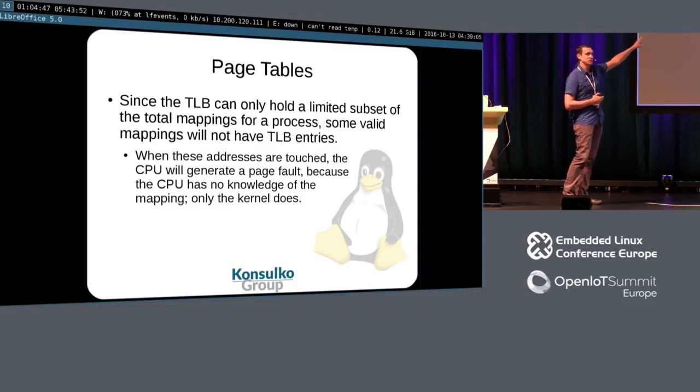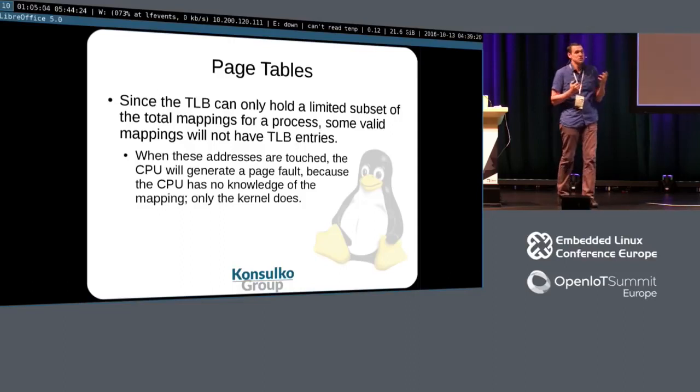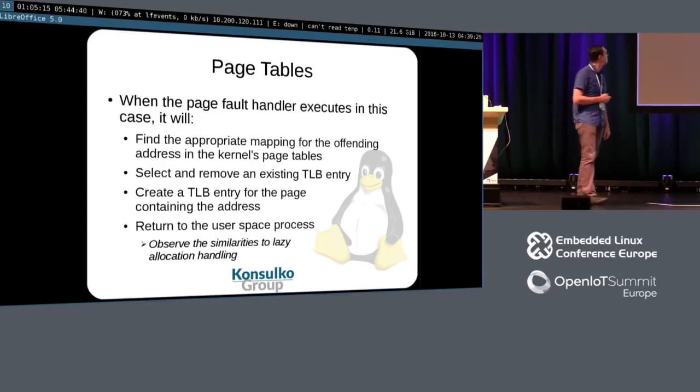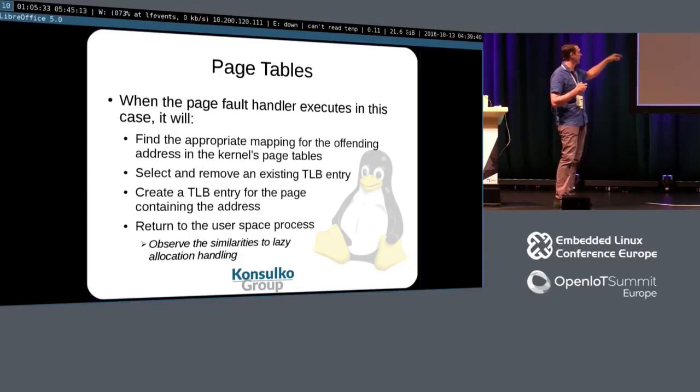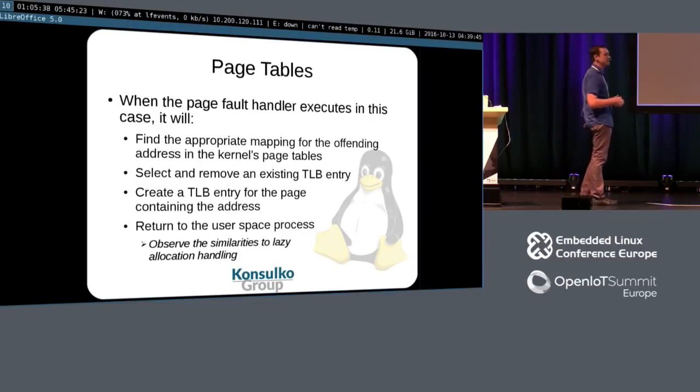When we have a valid mapping in the page table and you touch it, the hardware, since there's nothing in the TLB yet, is going to generate that page fault. The CPU, the MMU, doesn't have the knowledge; only the kernel does. So our page fault handler runs. It's going to traverse these page tables, find that mapping for the virtual address at page granularity, select and remove an existing TLB entry, create a new one with our address and the correct permissions and so forth, and come back to the user space process.